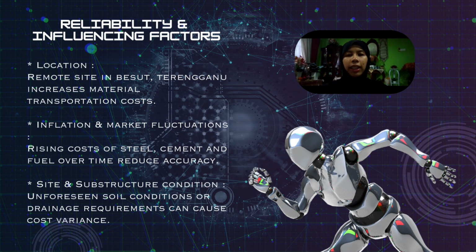Third, unexpected site conditions such as poor ground stability may require extra foundation work that is not reflected in a basic floor area rate. Therefore, a contingency allowance should always be added to account for these external uncertainties.